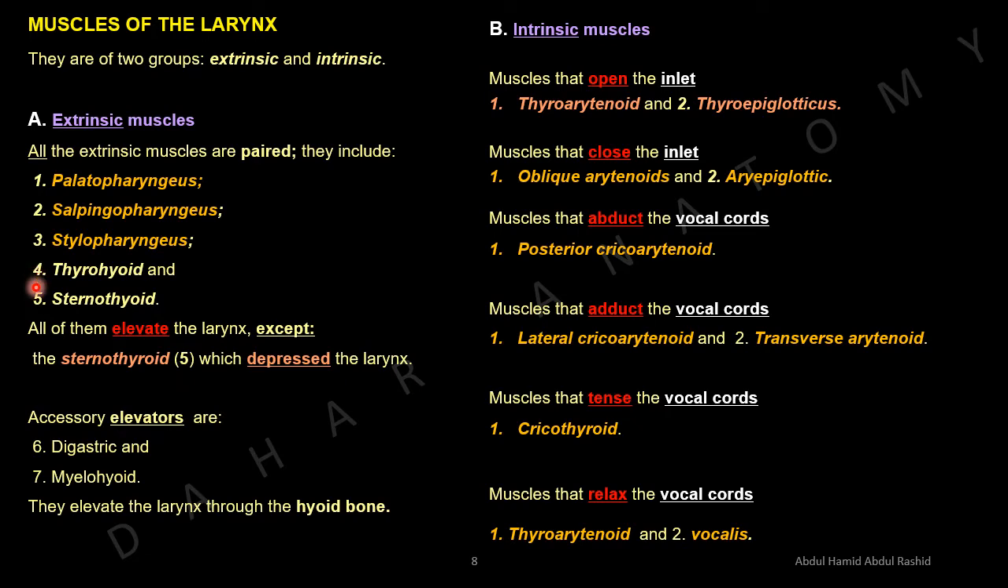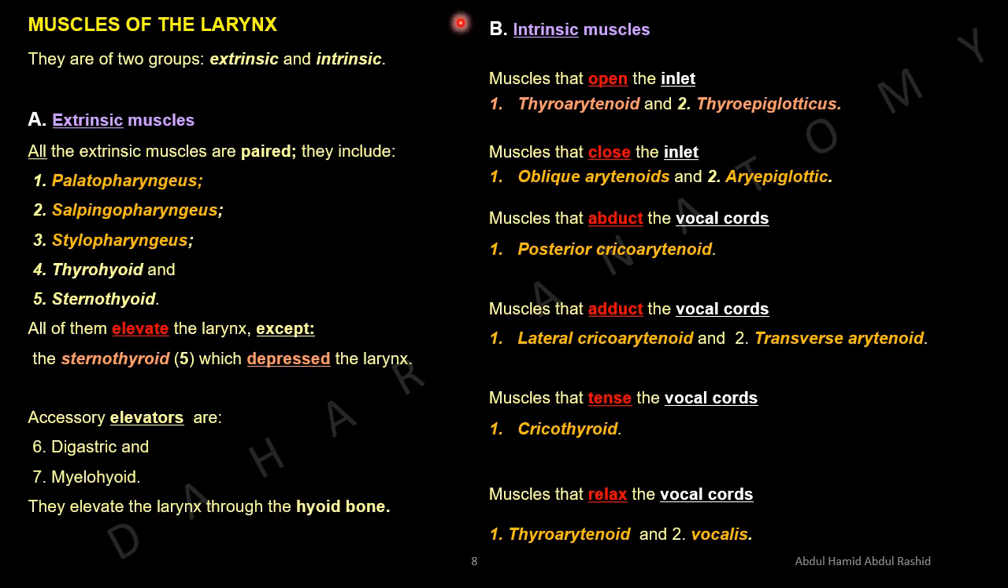All of them elevate the larynx, except the sternothyroid, number 5, which depresses the larynx. Accessory elevators are 6, digastric muscles, and 7, mylohyoid muscle. They elevate the larynx through the hyoid bone.